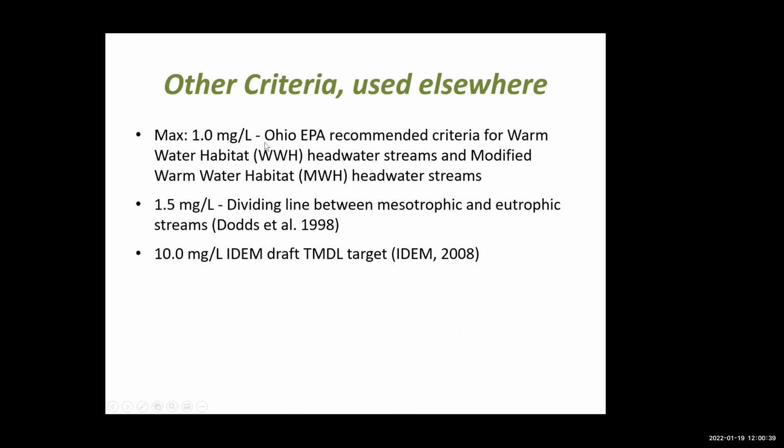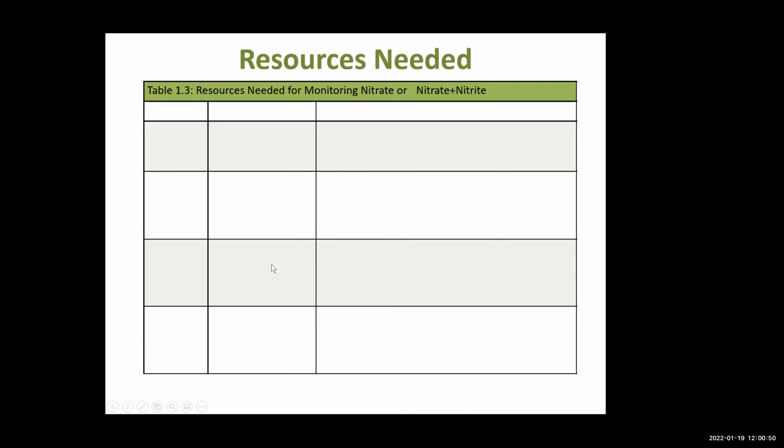There are other criteria that other states have used. Ohio suggested 1 milligrams per liter. The IDEM draft TMDL target was 10 milligrams per liter. So really with nitrate, we don't know. And I think this is the final one.